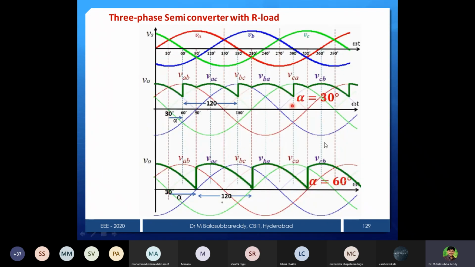So in that way, you can see what I drew separately. Alpha equal to 0 degrees, as usual, gives all 6 pulses. This is alpha 30 degrees, alpha 60 degrees, and for alpha 90 the starting will be here and the ending is the same, but we get the gap here.